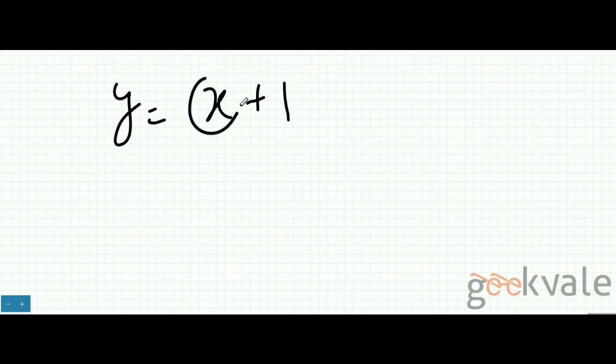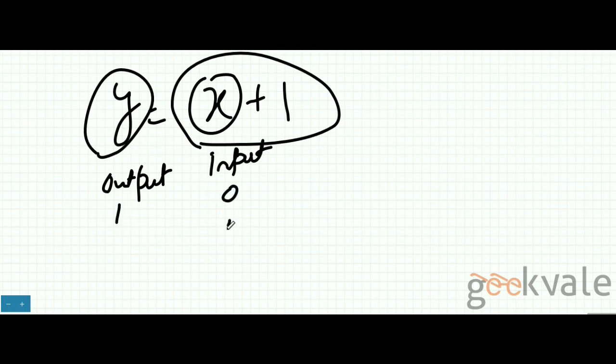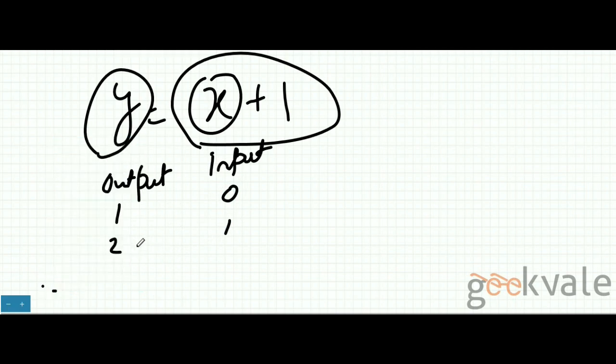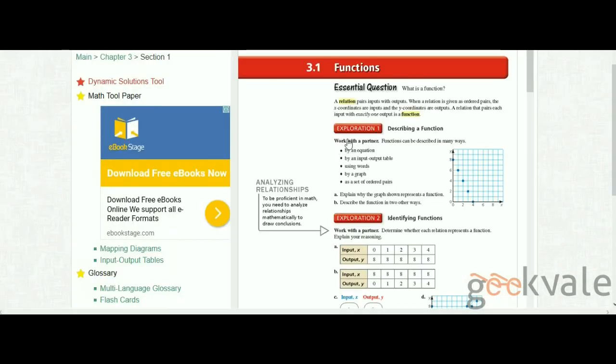Alright, so this is my input and this is where the outputs are going to be. So this is the output. So this is the relation: x plus 1 equals y, or y equals x plus 1, is the relation that pairs the inputs with the output. For 0 it's going to be 1, for 1 it's going to be 2. So this is what's linking them, right? And that's what we call the function, as defined over here.